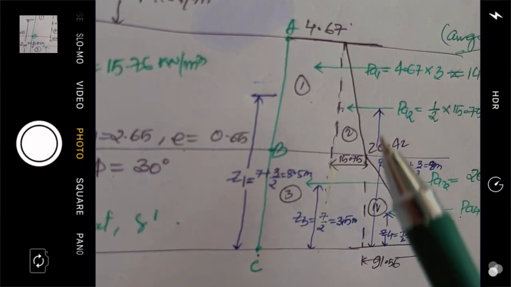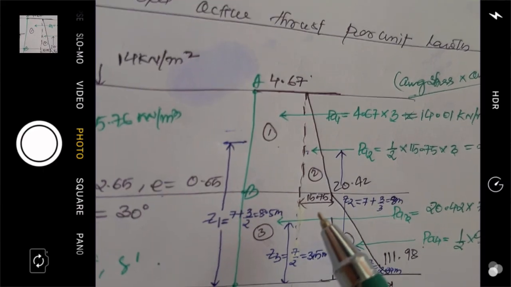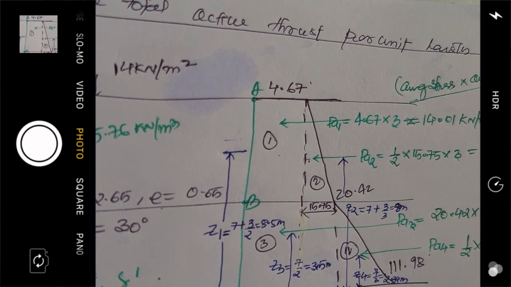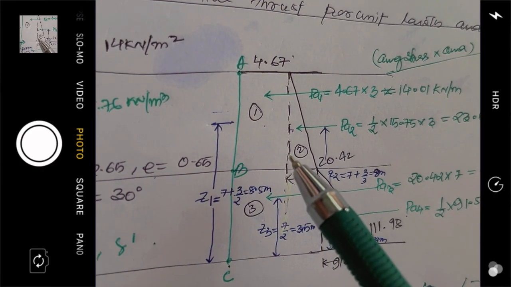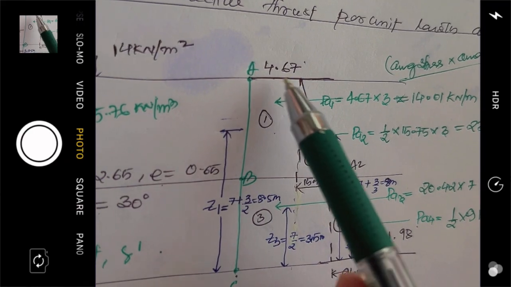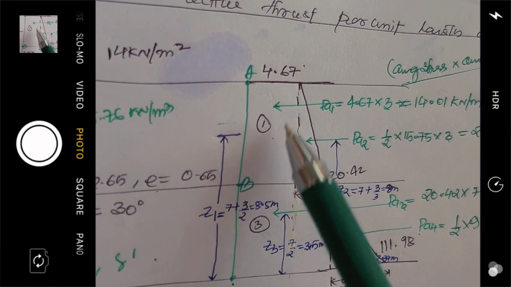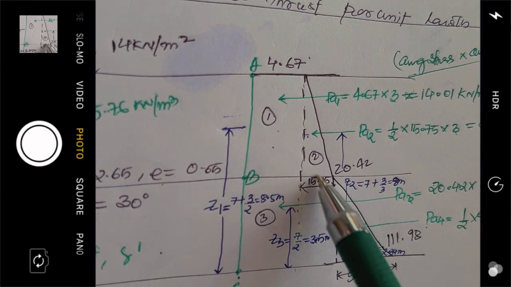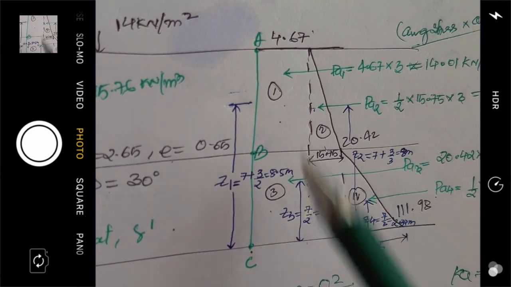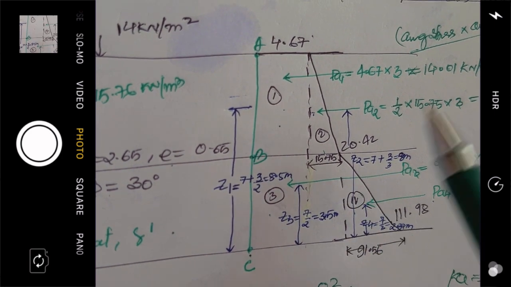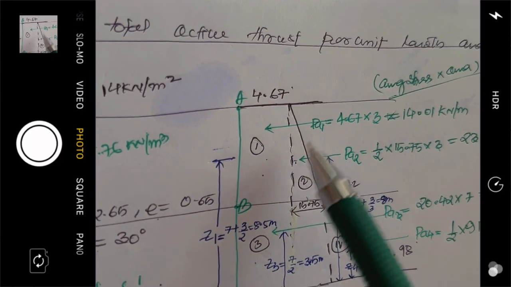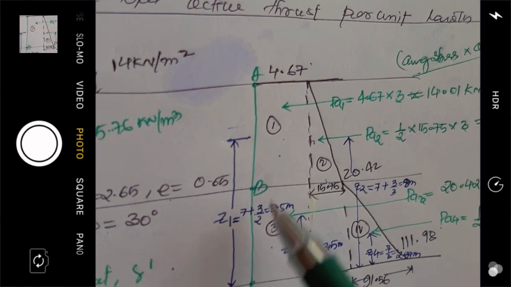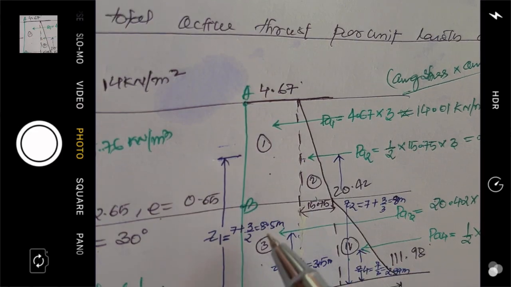But for me, I will do like this. I've seen it from Sir. 4.67. This is my figure 1, figure 2, figure 3, figure 4. We have divided it into a number of areas. So first you can see that the first one is a rectangle.